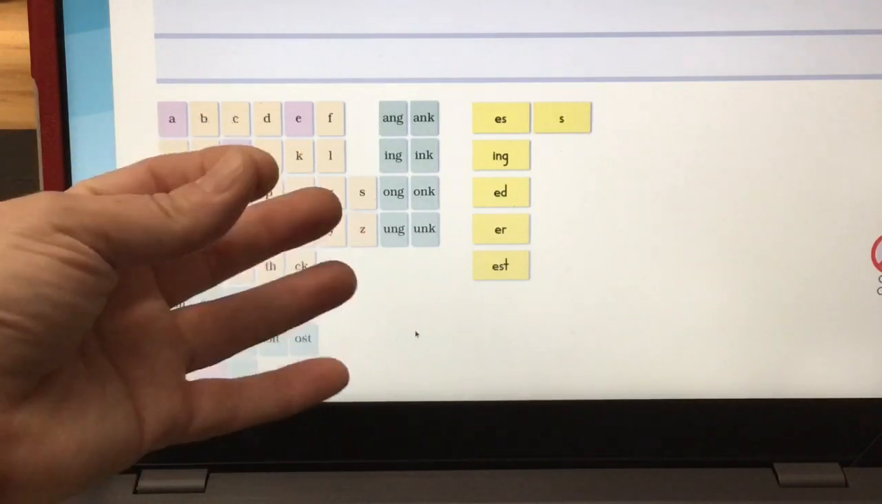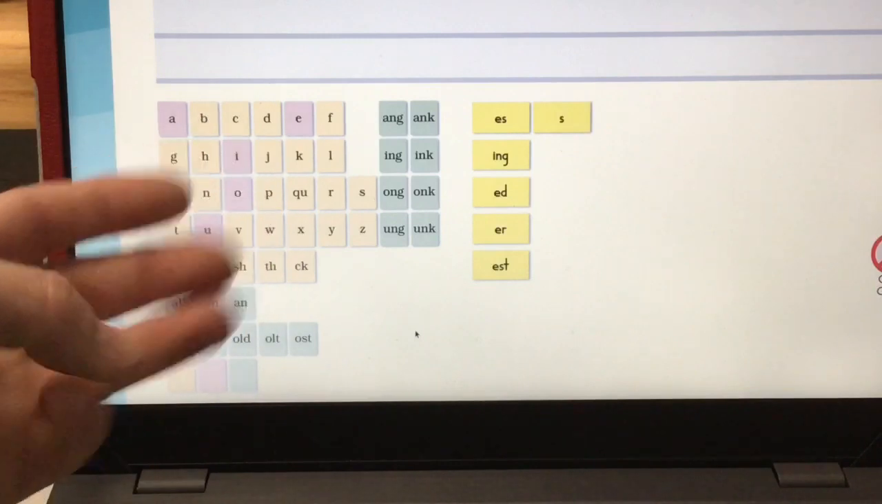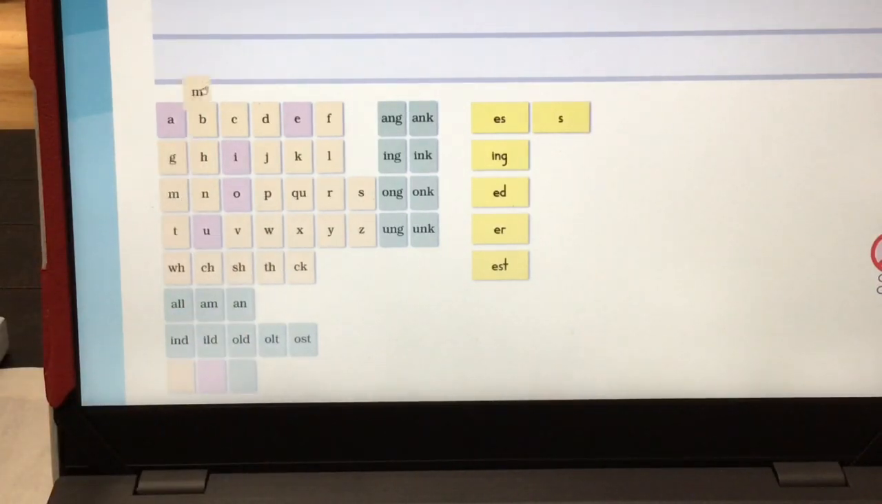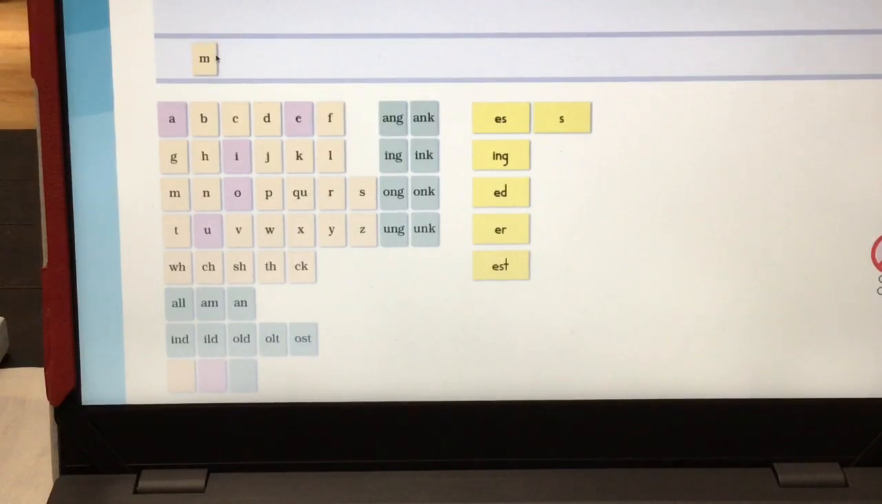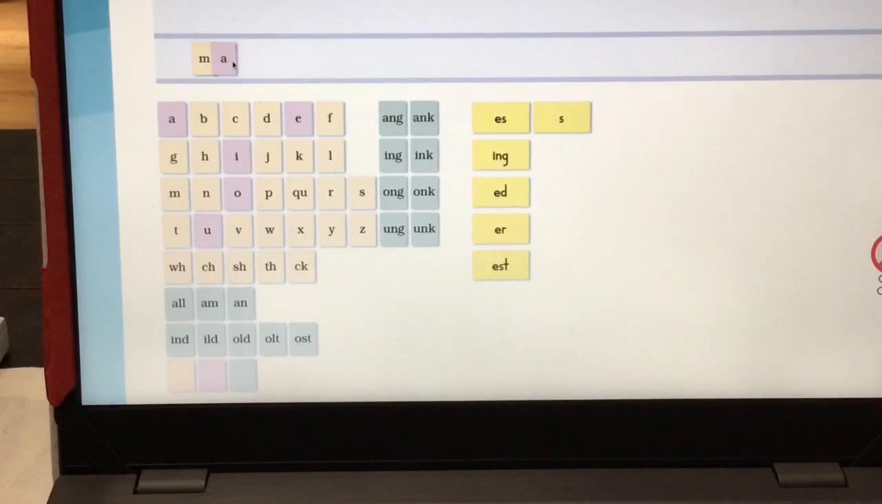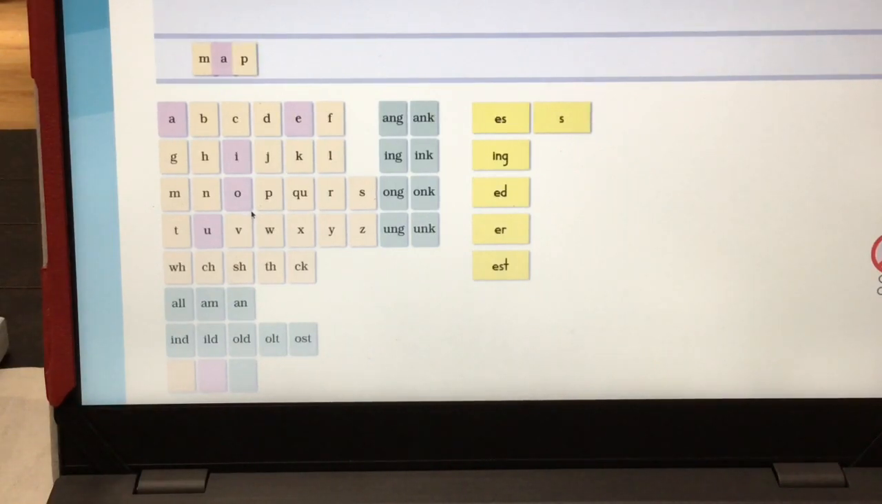Tap it with me. M, map. 3 sounds. Okay, let's build it. Yep, that's it right there. A, apple, a. Map. Last sound. Okay. Map. I am holding one road map in my hand.